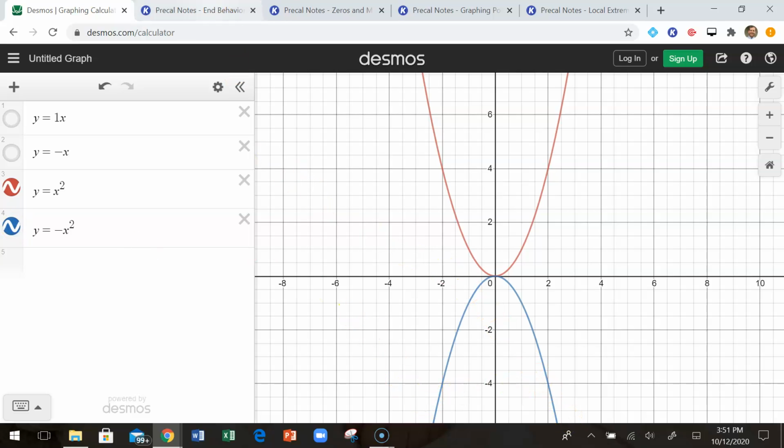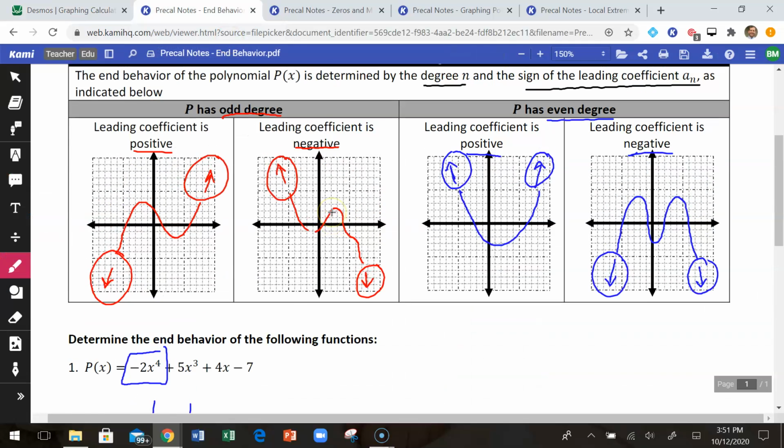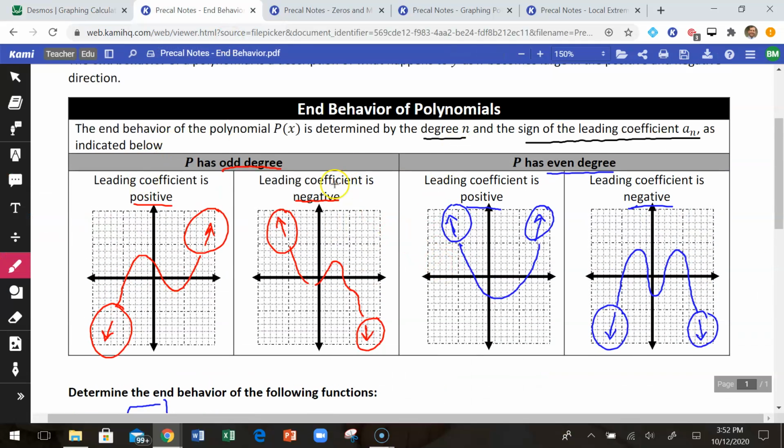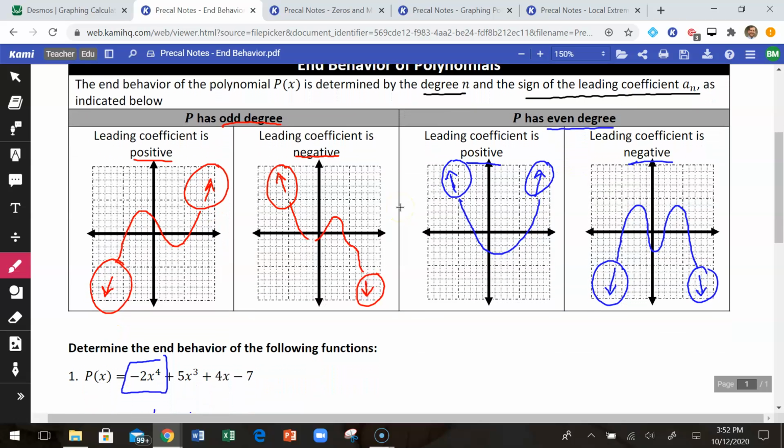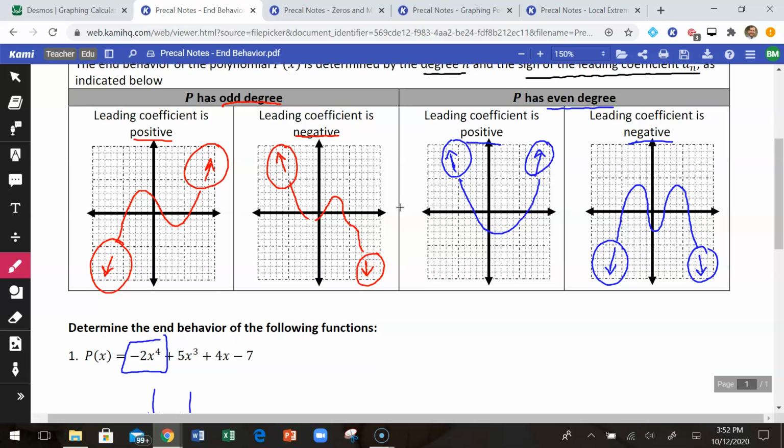So you can memorize this table, but if you just think about odd degree, think about lines, and even degree, think about parabolas, hopefully that end behavior will make sense, determining if the leading coefficient is positive or negative to get which graph that would be.